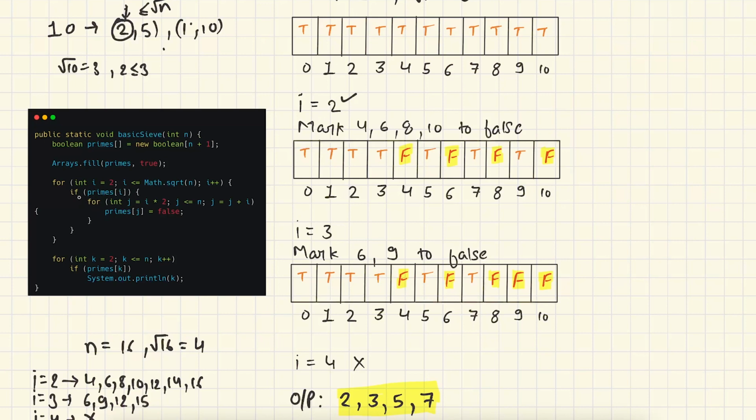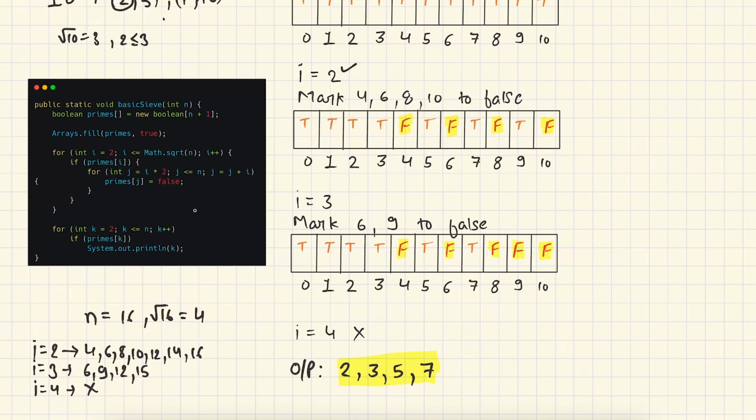The thing to understand here is that we only reach the if condition if the number is prime, right? Let's understand this with an example. If we take n equal to 16, the square root of 16 is going to be 4. When we run this code, our loop starts with i equal to 2, and we mark all the multiples of 2, that is 4, 6, 8, 10, 12, 14, 16, as false because these are composite numbers. In the next iteration when i becomes 3, we mark all the multiples of 3, that are 6, 9, 12 and 15, because these are also composite numbers.